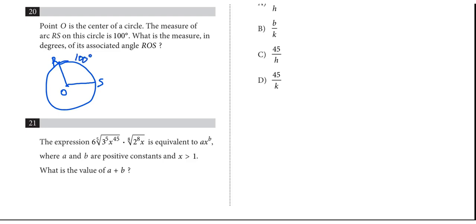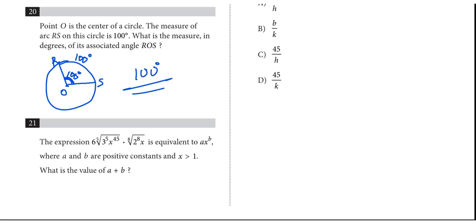Here is 100 degrees. What is the measure of the degree of the associate angle? So if the arc is 100, automatically this is the associate angle. It's also the same thing as 100 degrees. So the answer is 100 degrees. I hope that makes some sense.